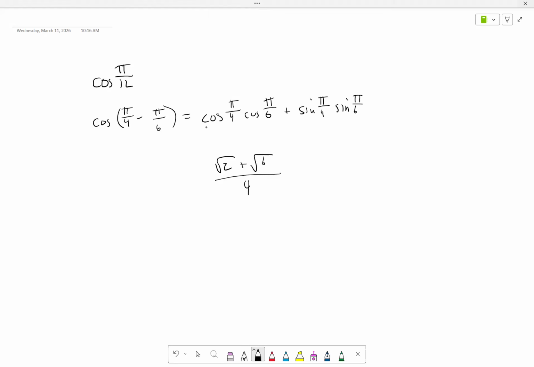Any questions? Yeah, this is what I'm looking for. The question is, how could you come up with pi over 4 and pi over 6? So I'm going to give you two different ways of looking at it. Since this is a pretty small angle, we're going to use subtraction to get there. So the question is, what minus what equals pi over 12?